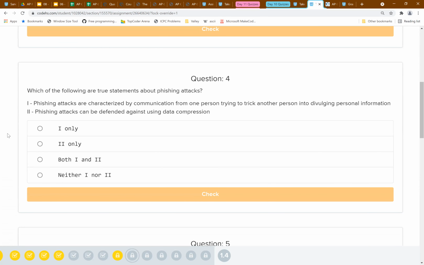Which of the following are true statements about phishing attacks? Phishing attacks are characterized by communication from one person trying to trick another person into divulging personal information, or they can only be defended against using data compression. Option number one seems like it makes a lot of sense. Option number two, however, that data compression, I don't think would have anything to do with someone trying to trick you. So I think only one is the answer on that one.